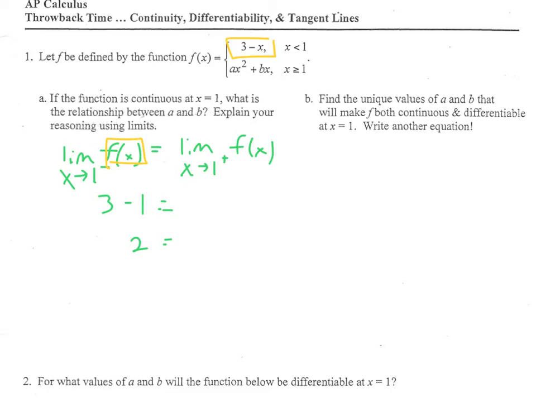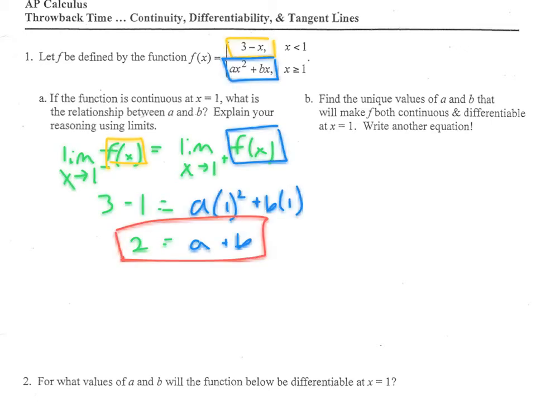And then for my right-hand limit, we put our other piece in there for the right, which is ax squared plus bx, and again I'm going to evaluate the limit by plugging in the x values. So a times 1 squared plus b times 1. Simplifying that, that's just a plus b. And I end up with this equation: 2 is equal to a plus b, and like I said, at this point we can't solve that. We've got two unknowns.